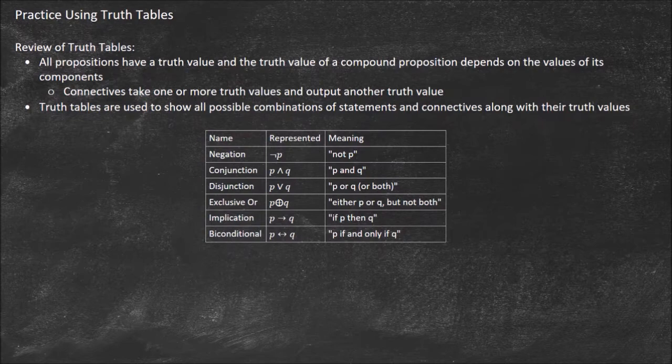So remember, quick overview, truth tables are used to show all possible combinations of statements and connectives along with their truth values. So you start on the left hand side and you put everything that are components. You have to work your way up to the actual statement, and then eventually you look at the truth values of the actual statement based on the values of those other two or three or four propositions. So you start with the basic propositions and work your way out. And we'll talk about how we do that with these more advanced ones here.